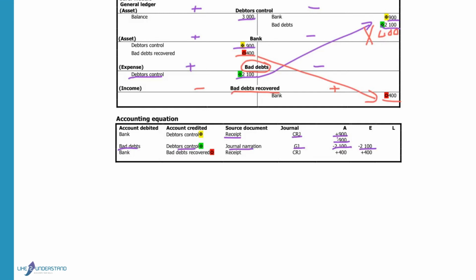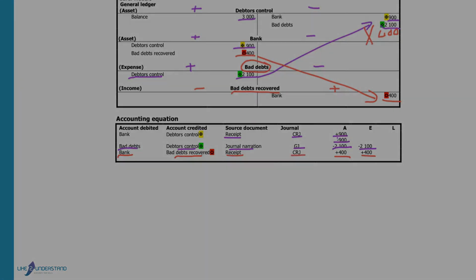When we receive money that was previously written off, we will debit bank to increase the money in the bank and increase assets. We will credit bad debts recovered to create an income that will increase the profits to increase equity with the amount received. We issued a receipt as proof of payment, and the entry is recorded in the cash receipts journal.